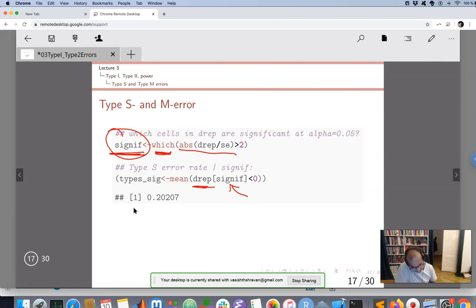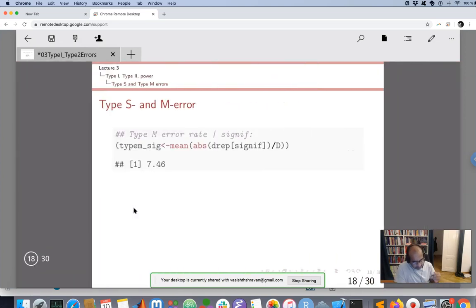I'm finding out here the proportion of cases where I have the wrong sign, and that's 20% here. That's observed, right? So of all the significant effects that I'm getting under repeated sampling, 20% of them have the wrong sign. Okay, so that's type S error.